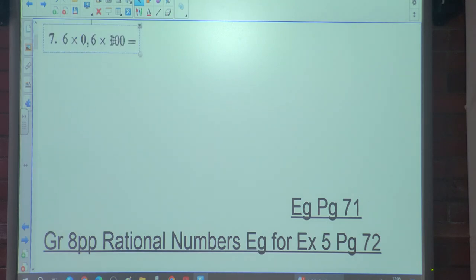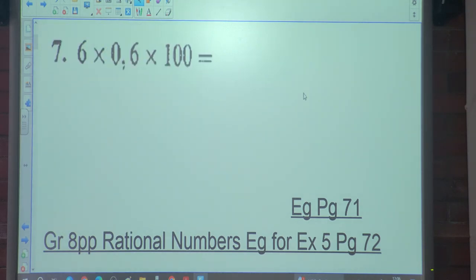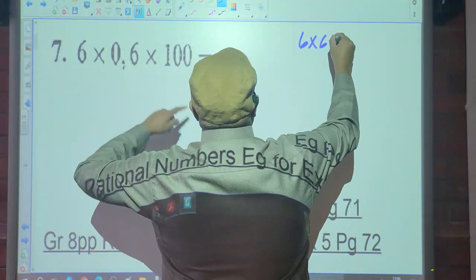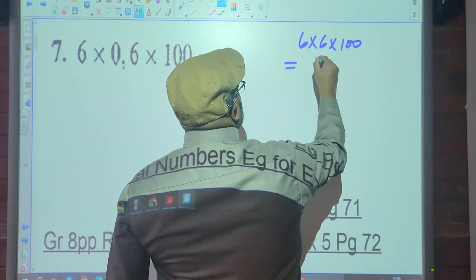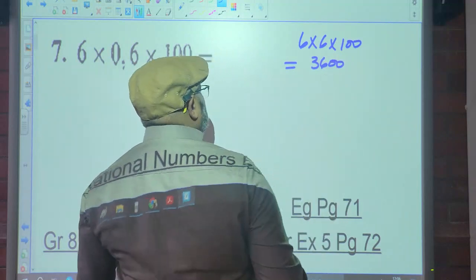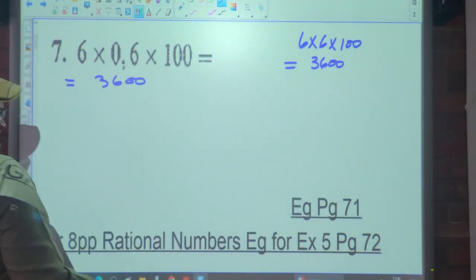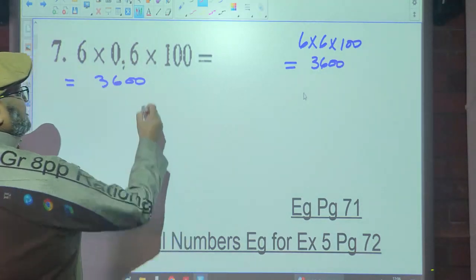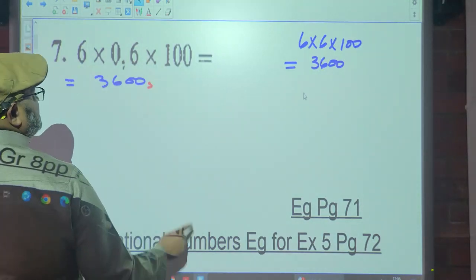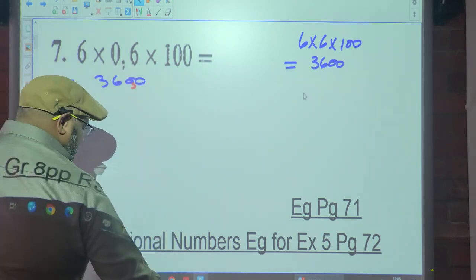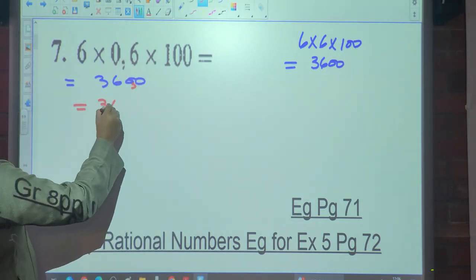Number 7. 6 multiplied by 6 multiplied by 100. 3,600. So as you can see, the comma is lying at that point. So it must move 1 unit over. So the answer is 360.